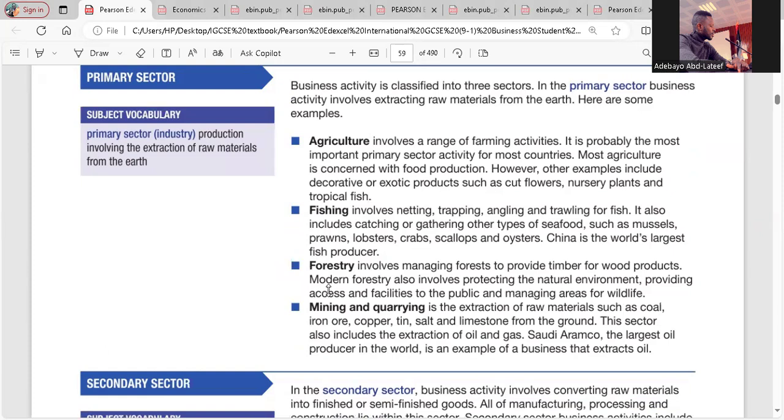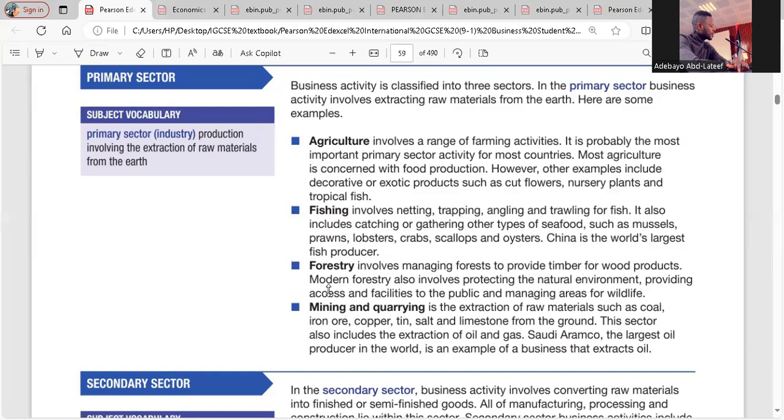Why is it called the primary sector? We call it the primary sector because it involves extraction. Extraction of raw materials, so basically extracting bananas or materials. Yes, that is primary sector. Anything important from the earth. Yes, from the earth, that is primary sector. Is it clear? So here are some examples.